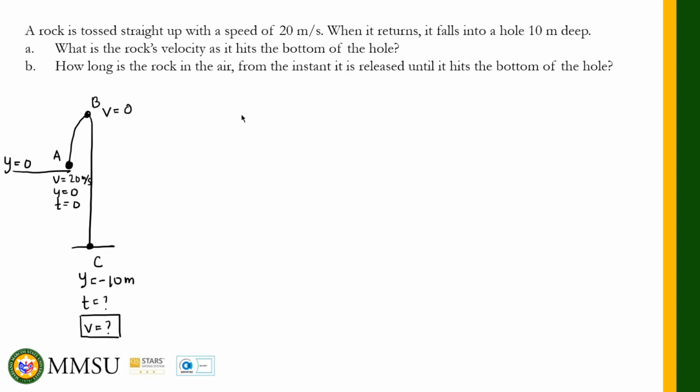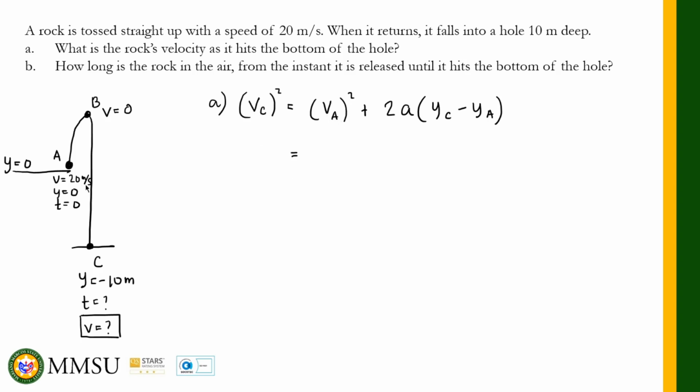So the velocity at C for part A, using points A and C, where A is our initial position and C is our final position. Our equation becomes the velocity at C squared is equal to the velocity at A squared plus twice the acceleration times delta y, the position at C minus the position at A. We are solving for the velocity at C, so we can leave it like that.